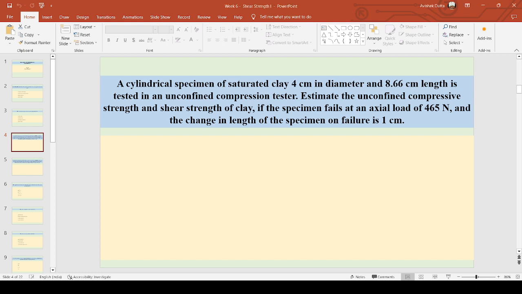The change in length is 1 centimeter, the axial load is 465 Newton, the original length is 8.66, diameter is 4 centimeter. You have to find out the unconfined compressive strength and the shear strength of clay. The material is subjected to unconfined compressive test. I hope it is clear. I'll go to the next question.